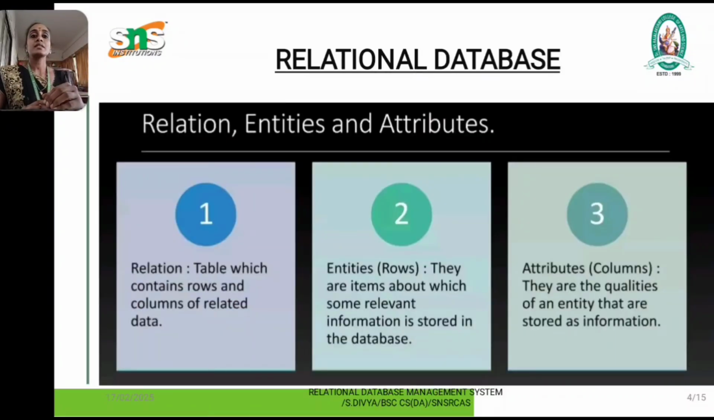Next, relational database. What is a relation? What is an entity and what are attributes? Commonly, a relation is called a table, which contains both rows and columns of related data, which is called a relation. So entity, that is a row, is an item relevant to the information stored in the particular database. Attribute, that is a column, is called the quality of the entities, which is already stored as information.